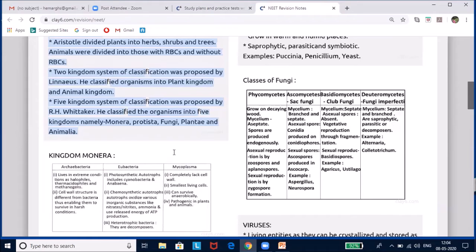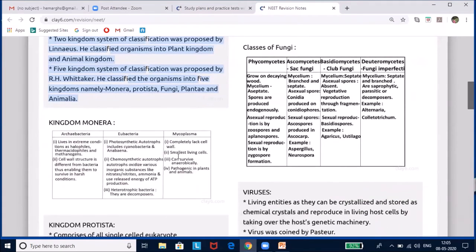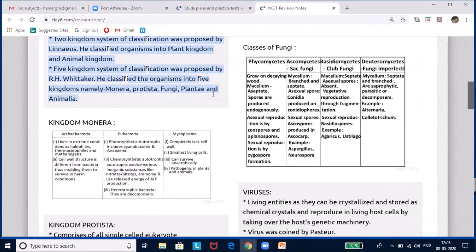Now later on, because of these difficulties, as we said, the classification system has evolved over time. The five kingdom system of classification was proposed by Whittaker, and this is what is now commonly followed. He classified the organisms into five kingdoms, namely Monera, Protista, Fungi, Plantae, and Animalia. In today's lesson, we will be learning about the three kingdoms Monera, Protista, and Fungi. Plantae and Animalia will be dealt with as separate lessons in future.